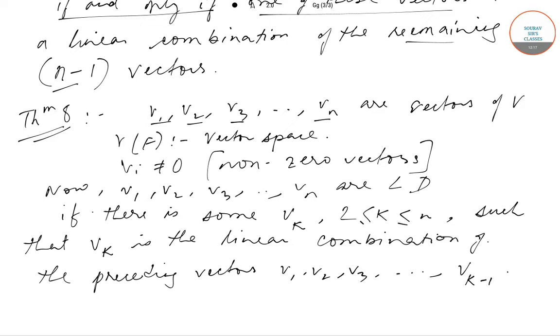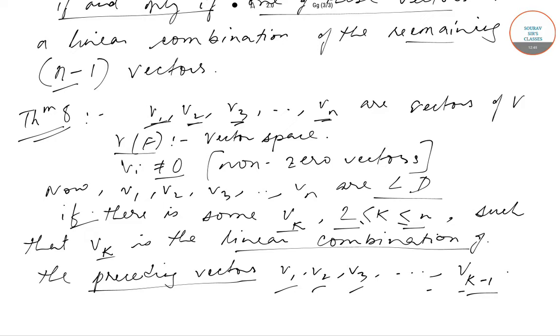Let me repeat this theorem once again. So we have the vectors V1, V2, V3 up to Vn of V, and V(F) is the vector space. Now if these vectors are all non-zero vectors, then these vectors are linearly dependent if there is some Vk, where k lies between 2 to n, such that Vk is the linear combination of the preceding vectors V1, V2, V3 up till Vk minus 1. So this is Theorem 8.